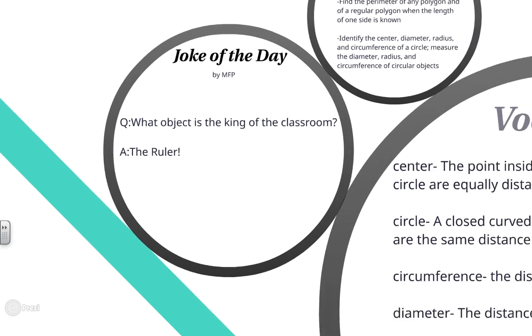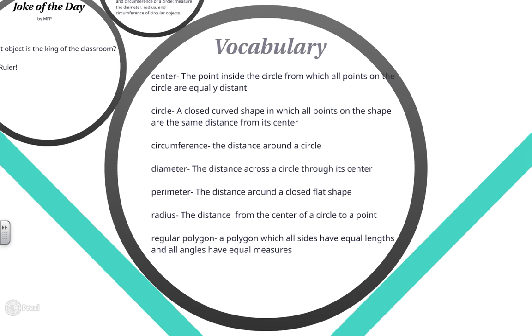All right. Here's your vocabulary. There's quite a lot that you have to do. Center, circle, circumference, diameter, perimeter, radius, and regular polygon. Go ahead and pause this video, and I don't mind waiting.